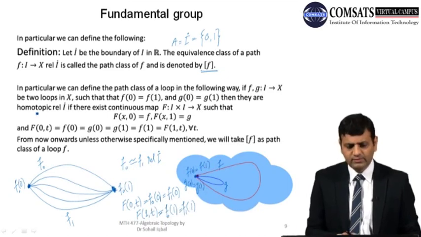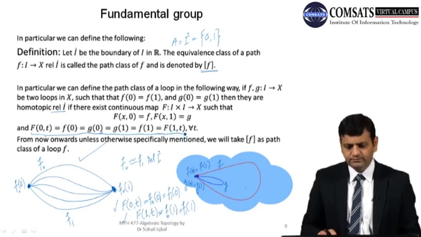So then they are homotopic relative to I dot if there exists a continuous map such that the following happens. Now if you compare these two cases, in this case the initial and final points are different, but in the case of loops the initial and final points are the same. So these two conditions become the following: for each and every value of t these must be equal, and since g of 0 is equal to g of 1, and g of 1 is equal to f of 1, which is equal to f of 1t for all t.